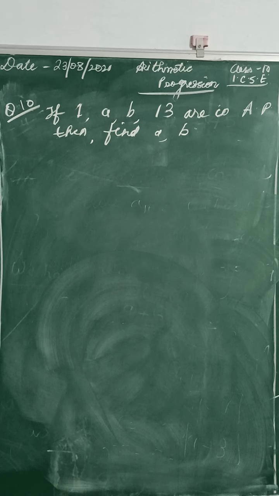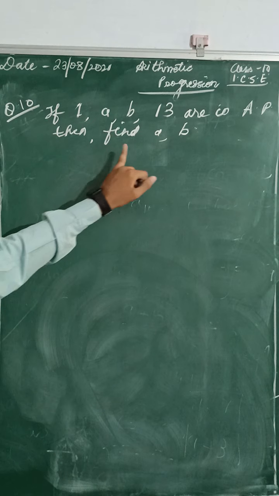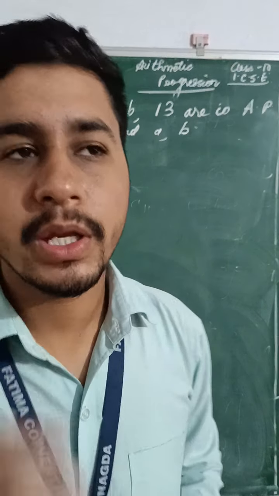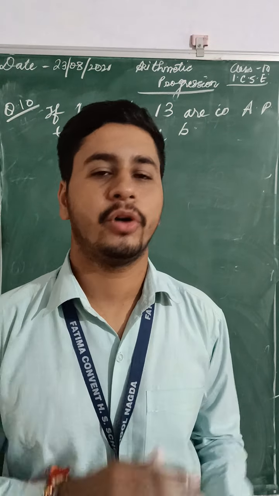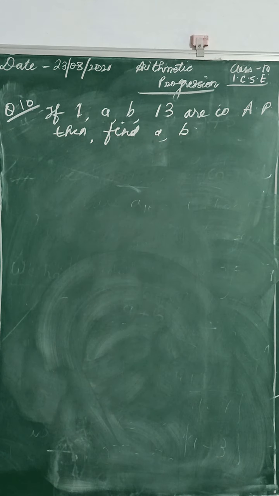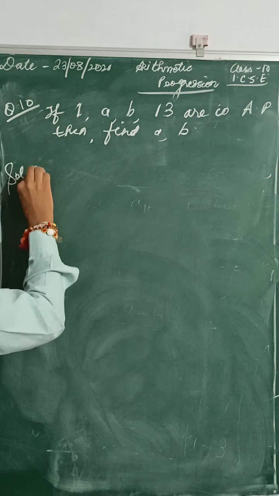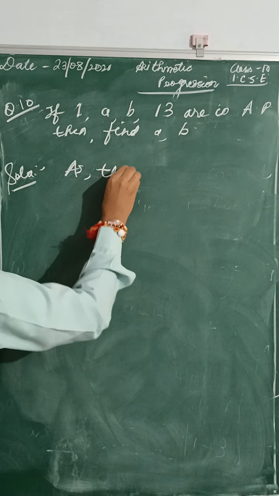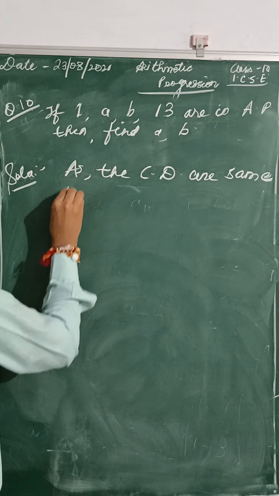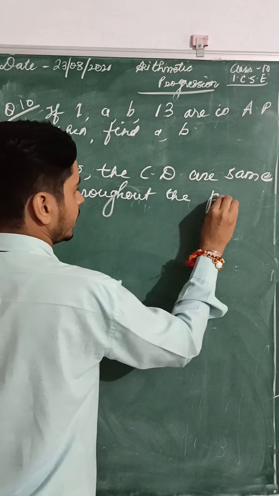See what to do in such types of questions. If these 4 terms are in AP, then find the values of a and b. That means we have to find these two values. So we know one thing: for a particular progression the common difference remains the same. There is no change in the common difference. So one thing we can keep is that the common difference is the same throughout the progression.